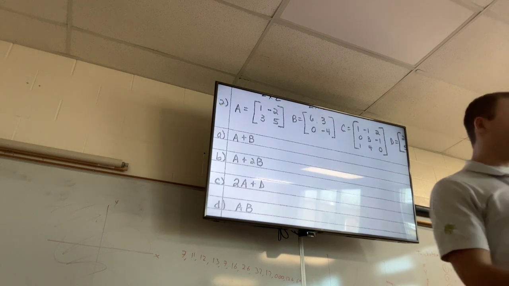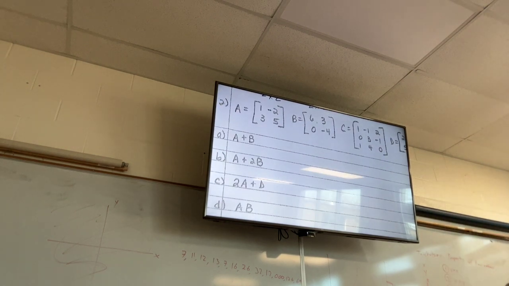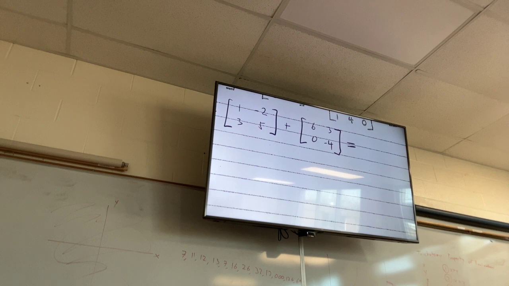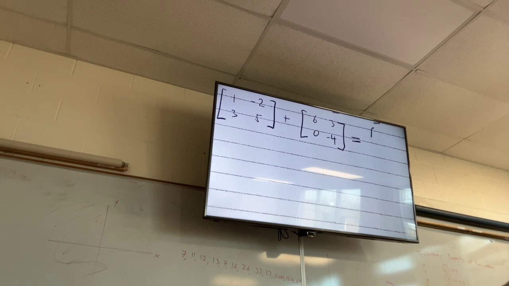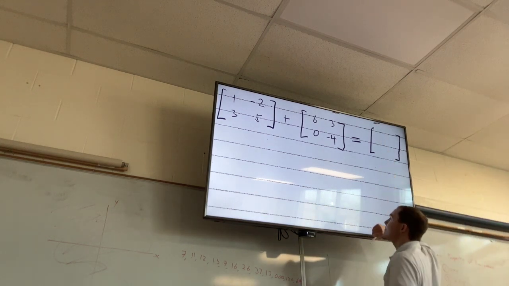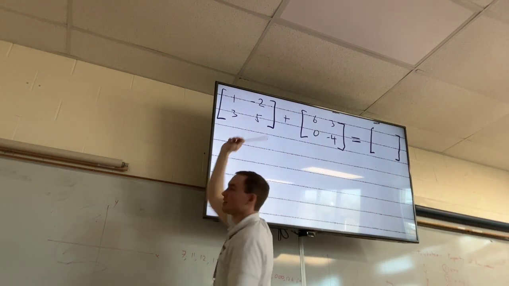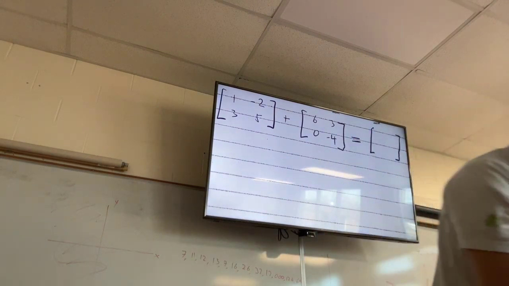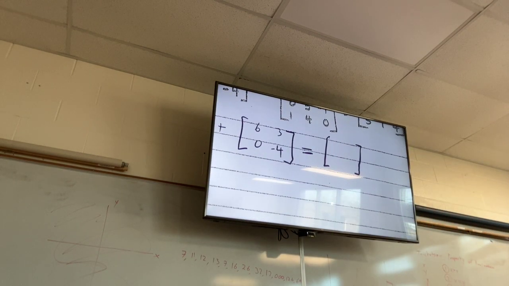A plus B: when you're adding two matrices, here's how you do it. Addition and subtraction are not too bad. It's entry-wise addition. The top left number in our sum is the two top left numbers added together. So 1 plus 6 is 7.